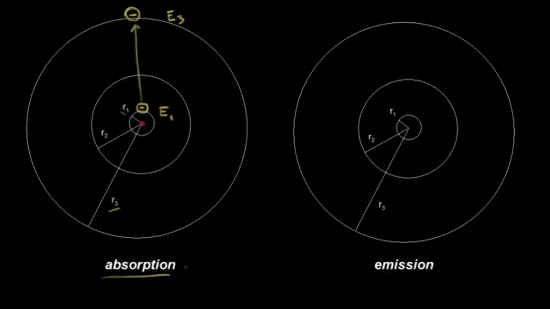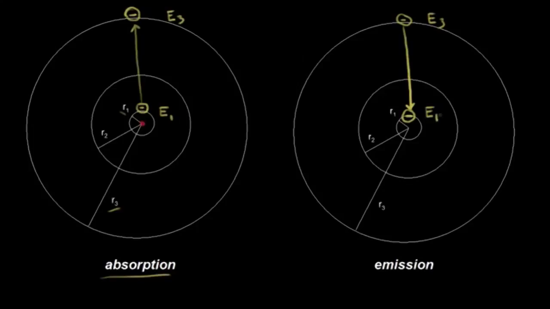This is only temporary though. The electron's not going to stay there forever. It's eventually going to fall back down to the ground state. Let's go ahead and put that on the diagram on the right. So here's our electron, at the third energy level. It's eventually going to fall back down to the ground state, the first energy level. So here's the electron going back to the first energy level.